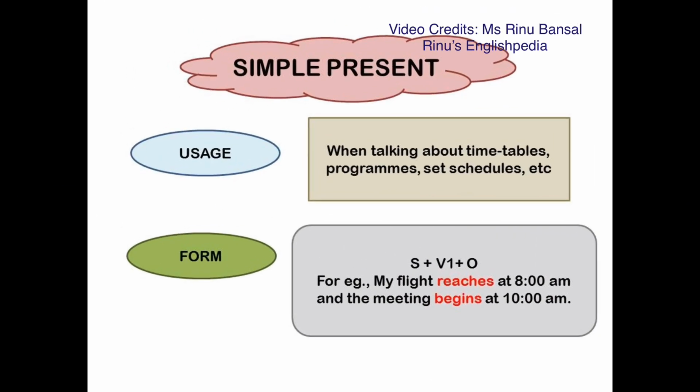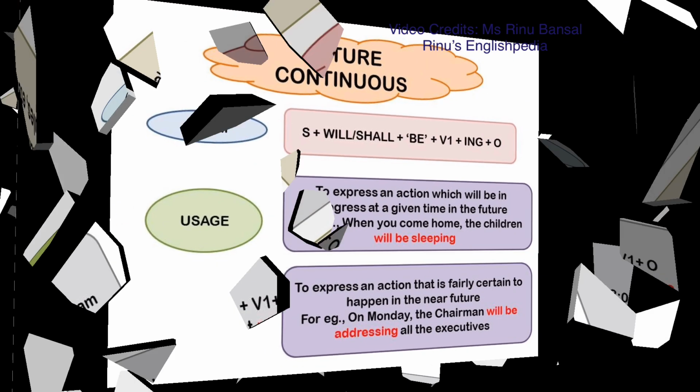The simple present tense can also be used to express the future when we are talking about timetables, programs, or set schedules. For example, my flight reaches at 8 a.m. and the meeting begins at 10 a.m. The form of this tense is subject plus verb 1 plus the object.